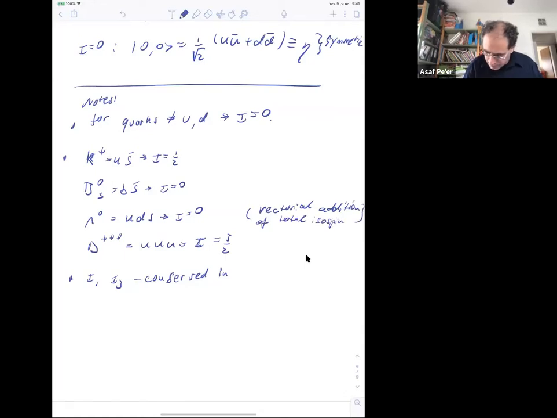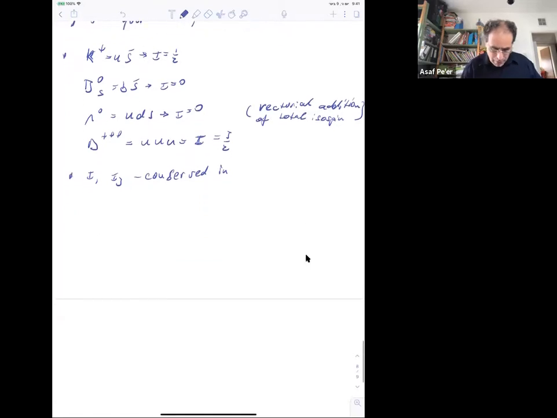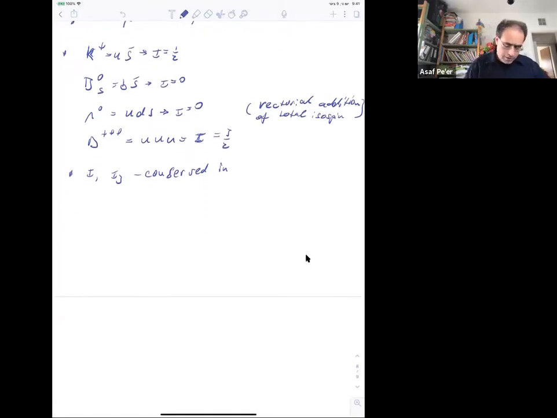I want to give you an example, which you'll see in one second. So I and I3 are conserved in strong interactions. I3 is also conserved in electromagnetic interaction.